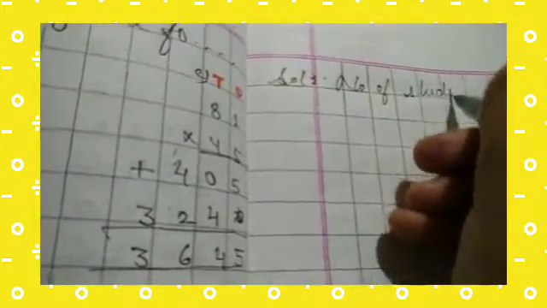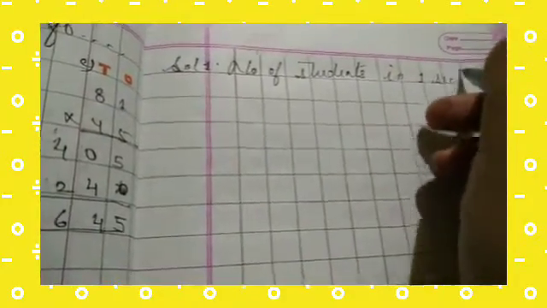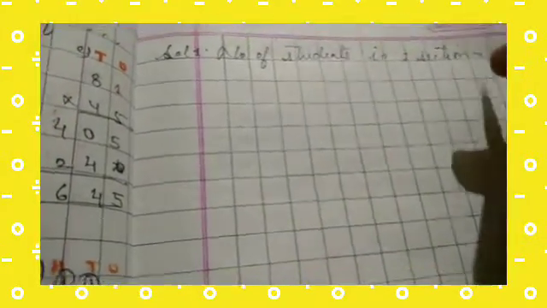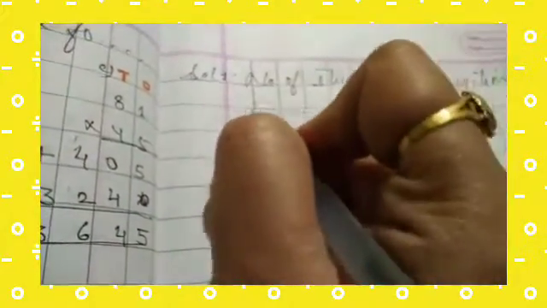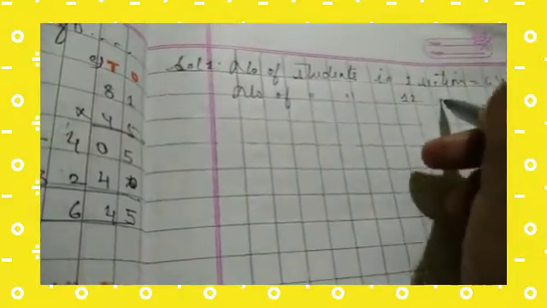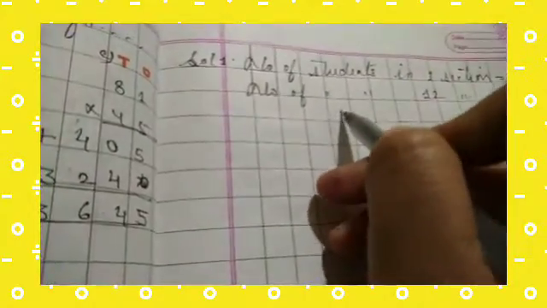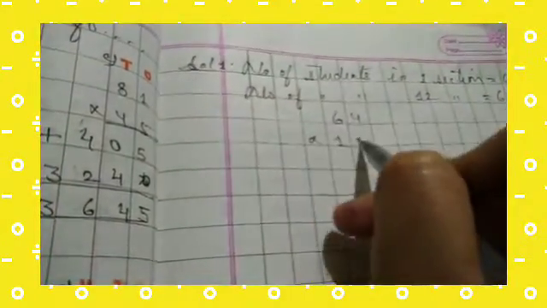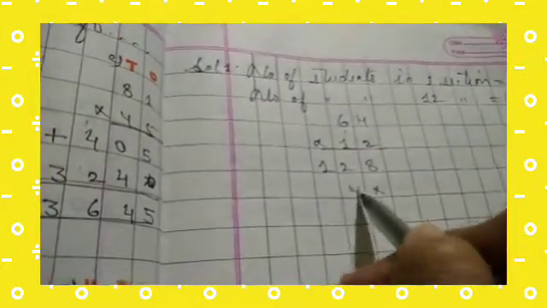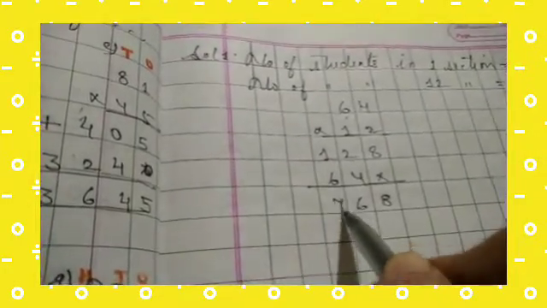Number of students in one section is equal to 64. Number of students in 12 sections is equal to 64 multiplied by 12. Okay children, so let's multiply 64 into 12. 2 4s are 8, 2 6s are 12, into 1 4s are 4, 1 6s are 6. So 8, 4 and 2 6, 6 and 1 7.